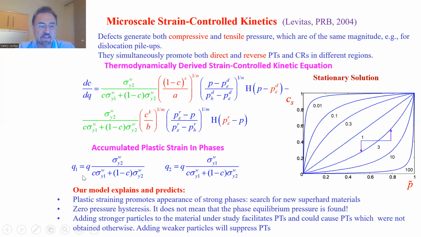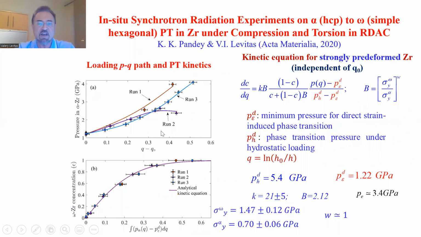And we developed a very simple model for partitioning of plastic strain between phases, which depends on the ratio of yield strengths of phases. And that is why our kinetic equation also depends on the ratio of yield strengths of phases. And this equation allows us to explain and even predict a lot of phenomena. But today I want to discuss its first experimental confirmation for alpha to omega phase transformation in severely predeformed zirconium.